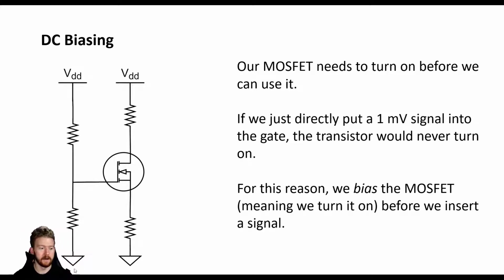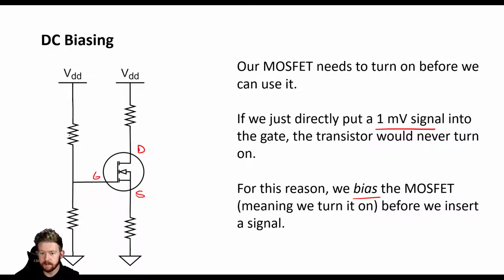Let's talk a little bit about DC biasing. This is a general way that we can DC bias a MOSFET. Remember, this is our gate, our source, and our drain. Now, we have to turn the FET on before we can do anything with it. Like I said before, if we put a 1 millivolt signal into the gate with no DC bias, that transistor is never going to turn on, so we're not going to get anything on our output. Because of that, we're going to bias this MOSFET. Our MOSFET will start conducting current whenever we have a positive voltage from gate to source.